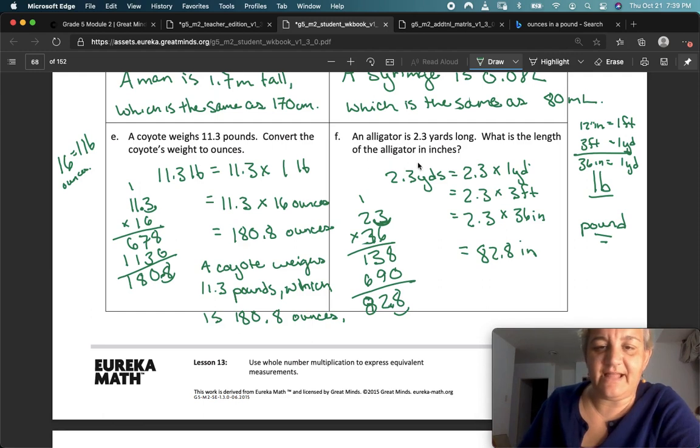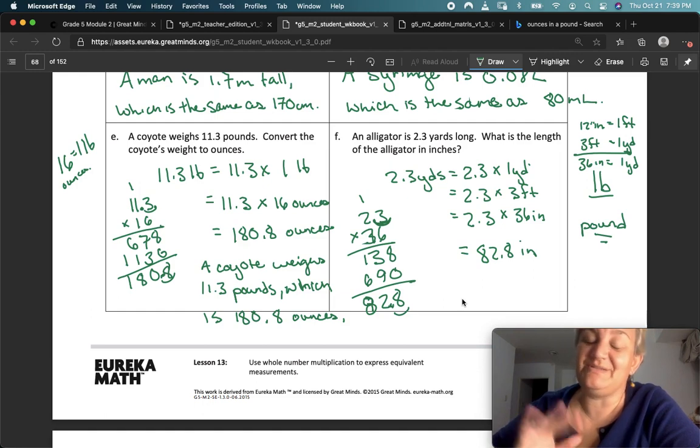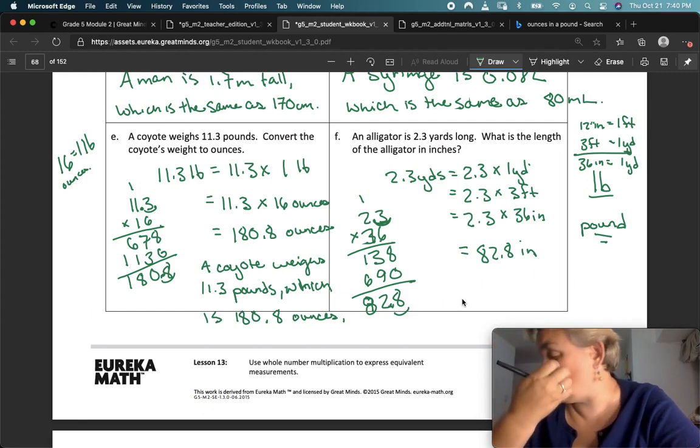And what is the length of the alligator in inches? That is a big alligator. That is a very big alligator. That is much taller than a man. Wow. I'm 5'11", which is almost 6 feet, which is almost 2 yards. So way taller than me.